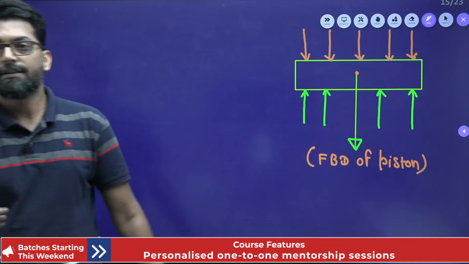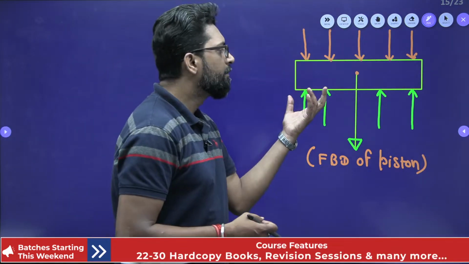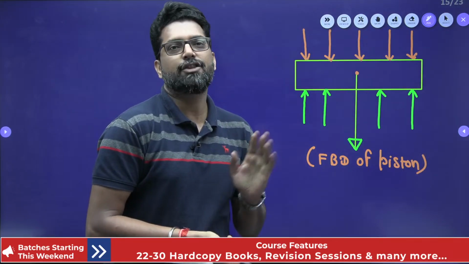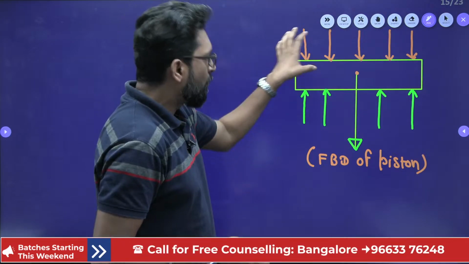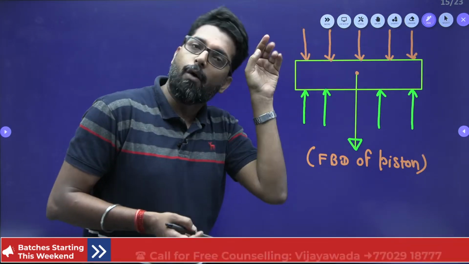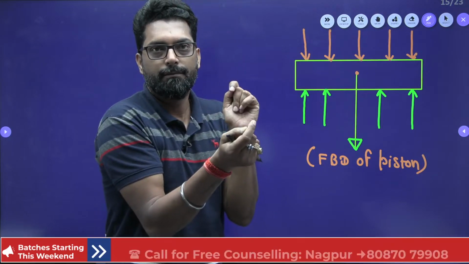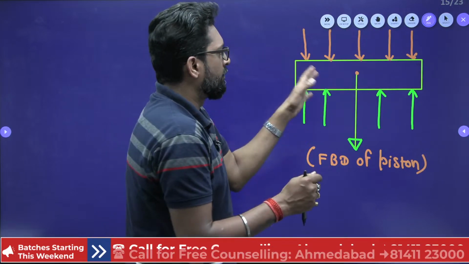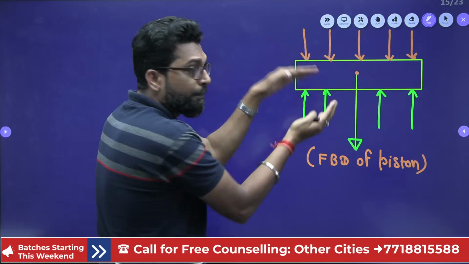Atul asks, sir, we consider equilibrium of the piston, but why? Because this is a quasi-static process. We assume that this is a thermodynamic process. This is not a static equilibrium, but a thermodynamic equilibrium, that means delta P tends to 0.